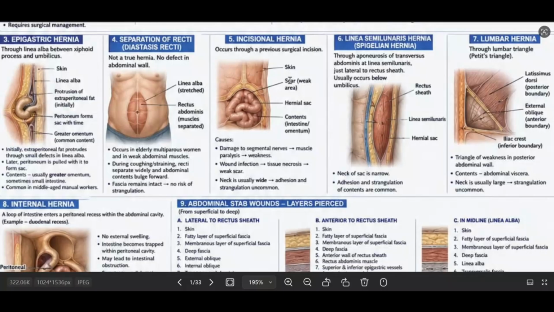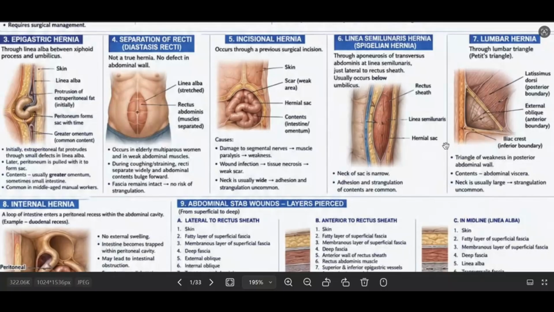Unlike incisional hernia, the neck is narrow here. That means there is a very common chance of adhesion and strangulation. That means the adhesion and strangulation of the contents are common here. Okay. Now the next kind of hernia is the lumbar hernia.